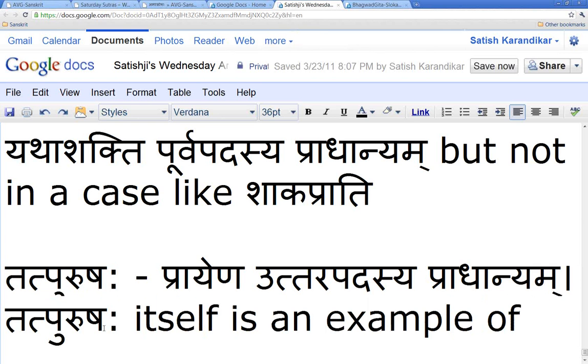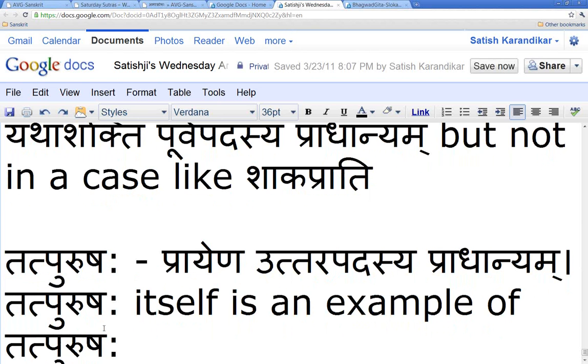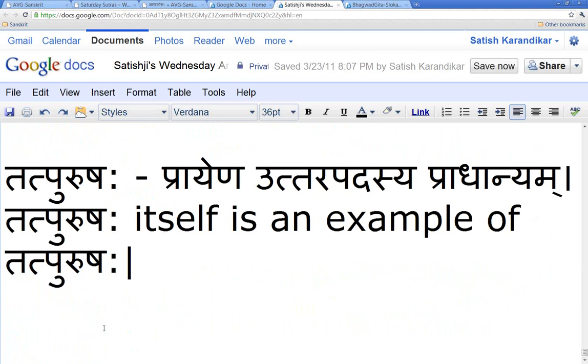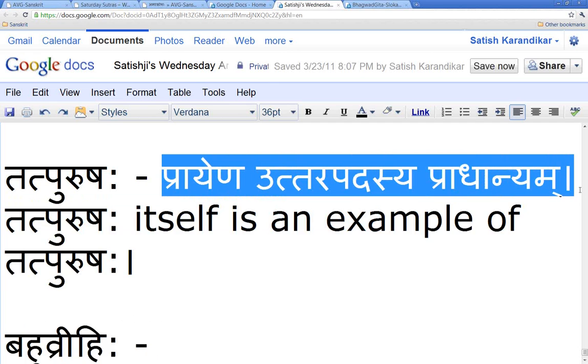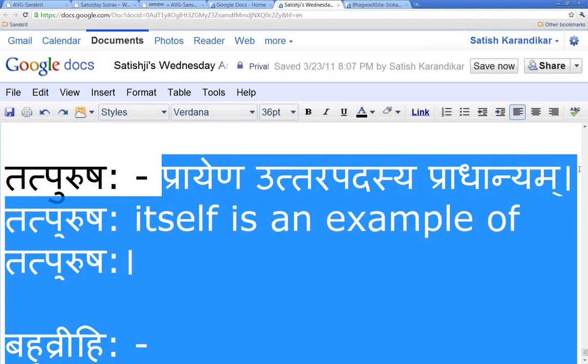Okay, now let's compare quickly with the Bahuvrihi. What is Bahuvrihi telling us? Bahuvrihi is saying that it is Prayena Anyapadasya Pradhanyam. Vrihi is rice; Bahuvrihi is Prayena Anyapadasya Pradhanyam. So that is what we have to see. Now that is also very important.